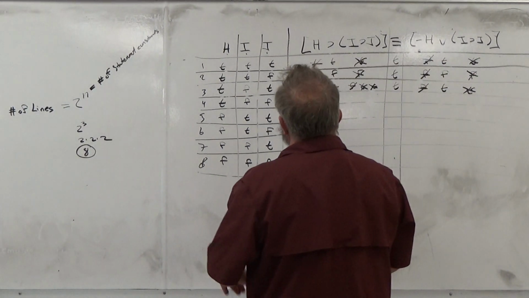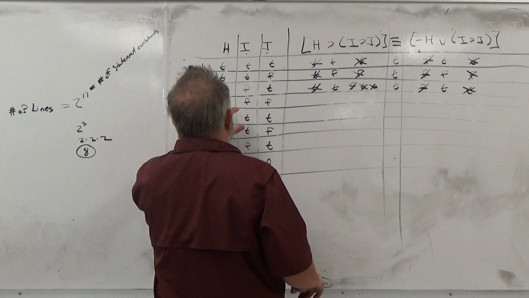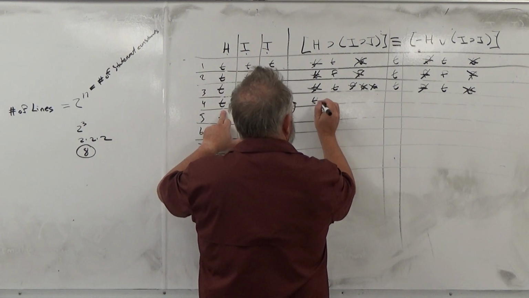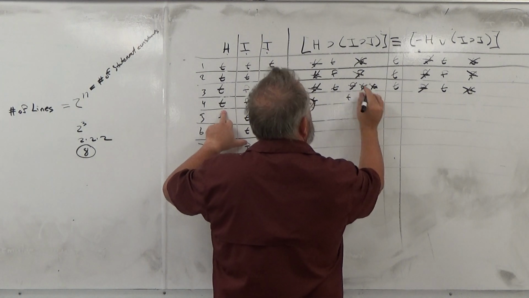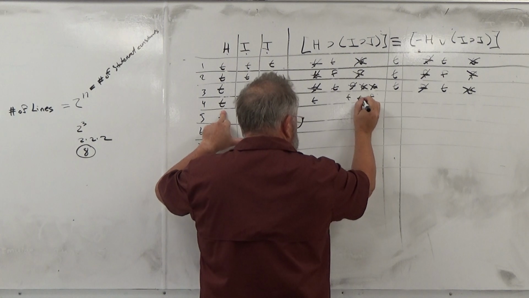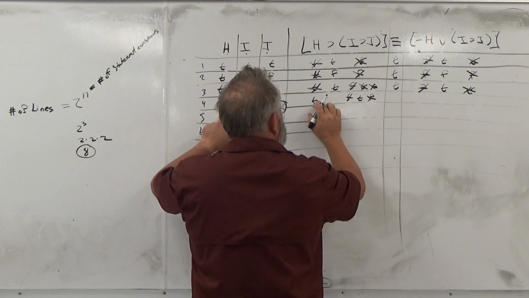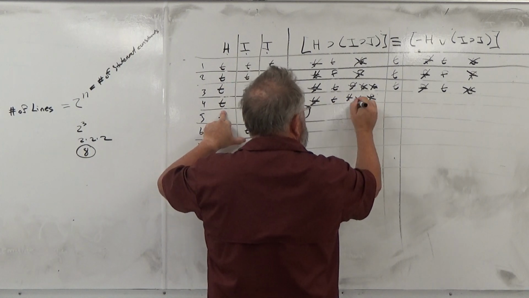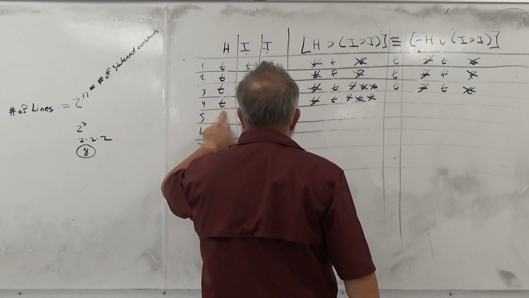Okay. So now line 4, H is true, I and J are false. So H is true, I and J are false. So false then false is true. And so I'm doing true then true, which is true. So the left-hand side of the biconditional is true.